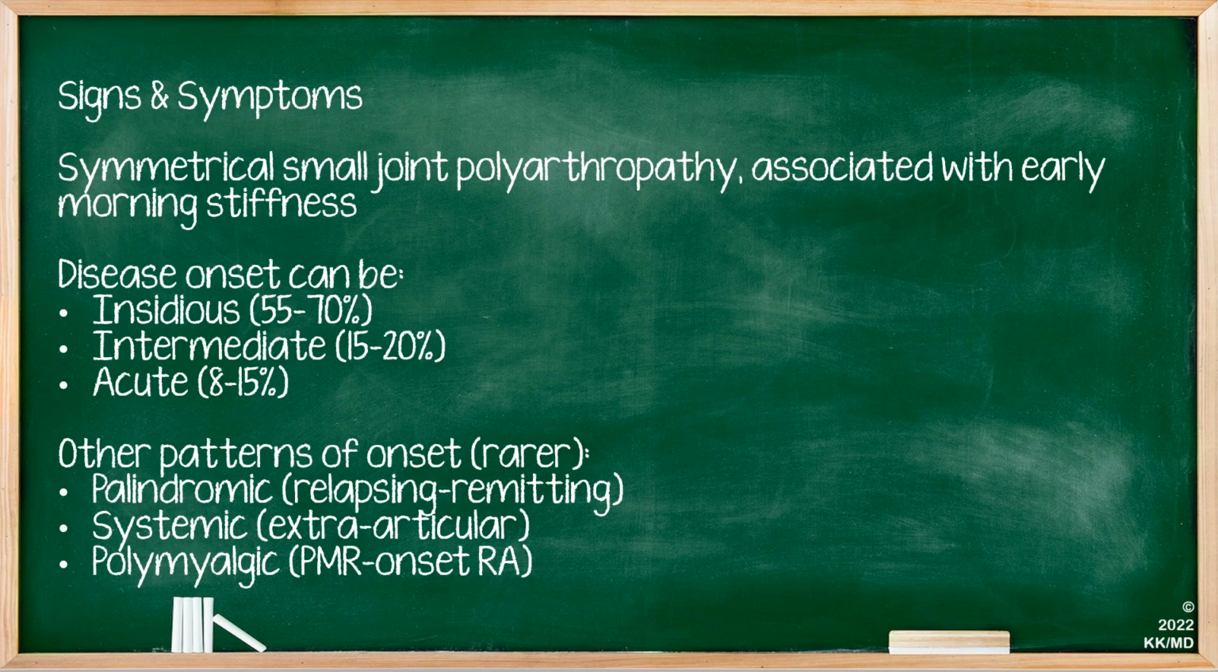Other patterns of onset, which are rarer, are palindromic, so a sort of relapsing remitting pattern, systemic, which means it does present with extra-articular features at onset, as well as polymyalgic, which is a PMR onset type RA, usually seen in older people.